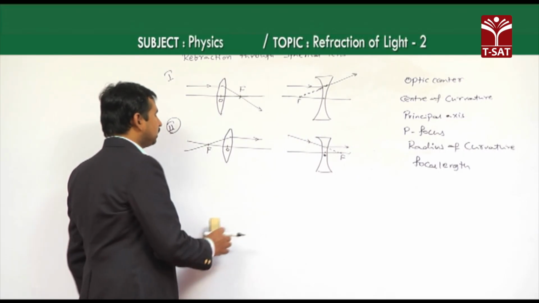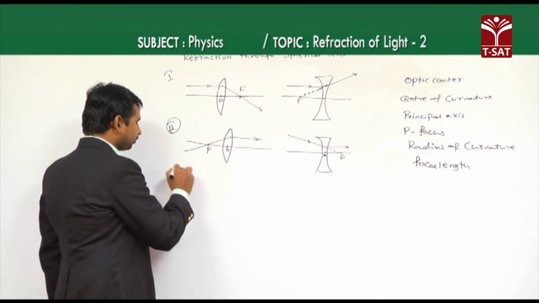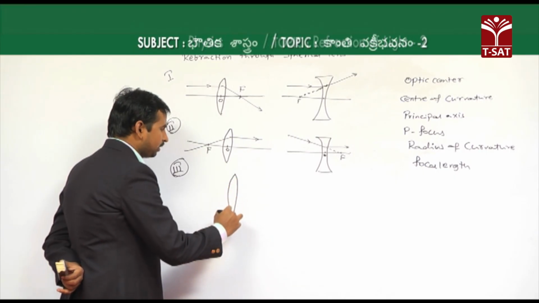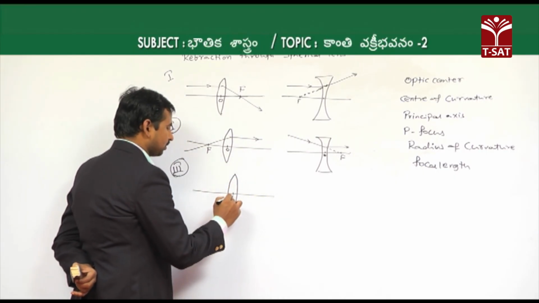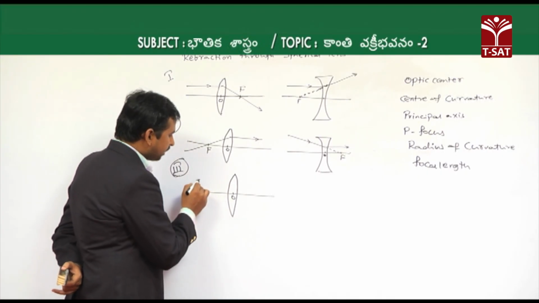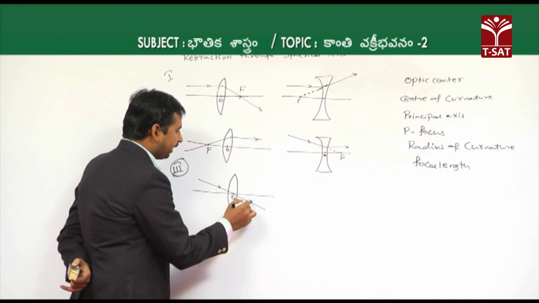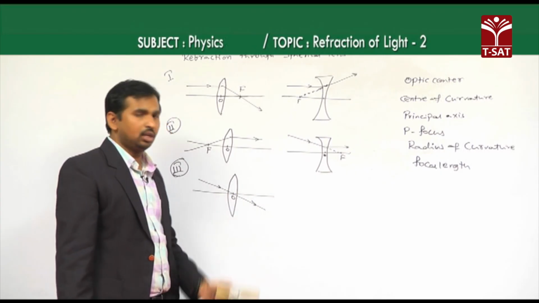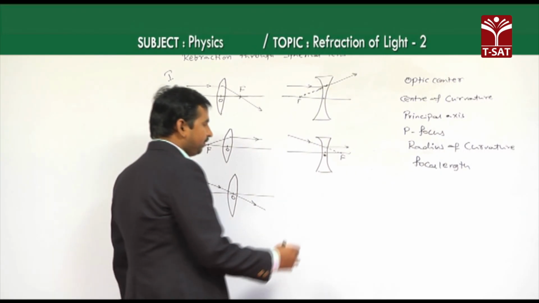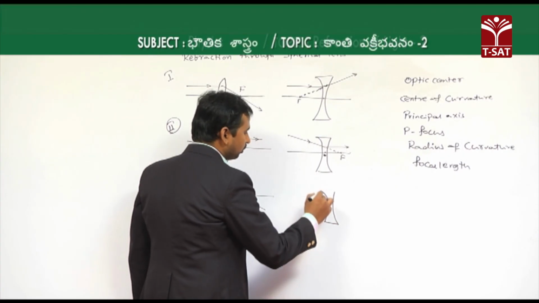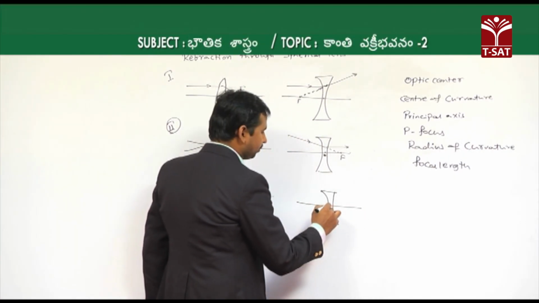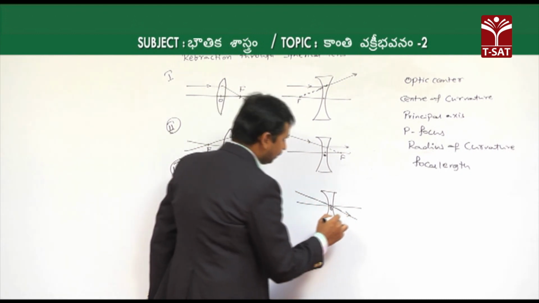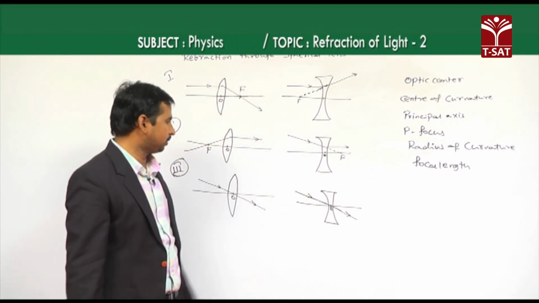Now, when we come to the third case, rule 3. Here the light ray which is passing through the optic center we are taking, like this. If the light ray is passing through the optic center, it passes without any deviation. Even for a concave lens it is the same. This is the optic center. Any light ray which is passing through that optic center passes without any change in its path. It goes straight, like this.